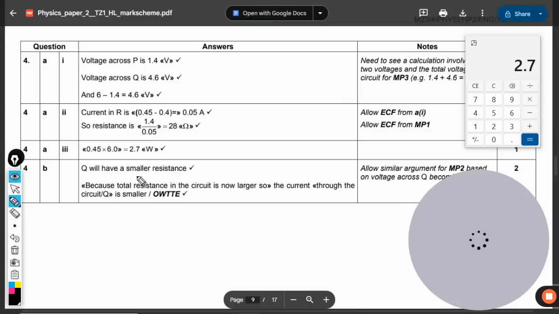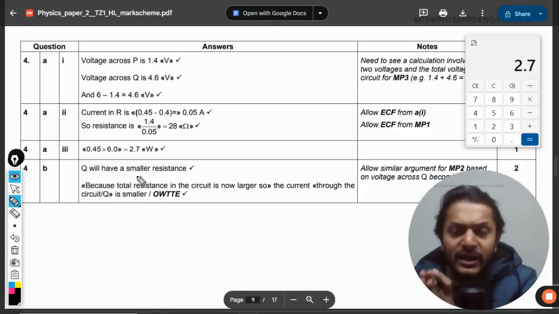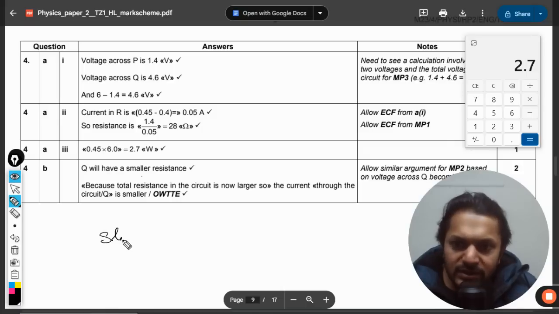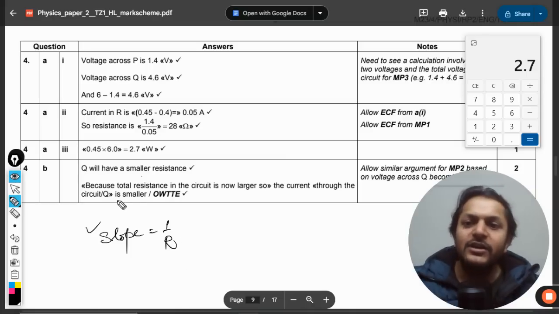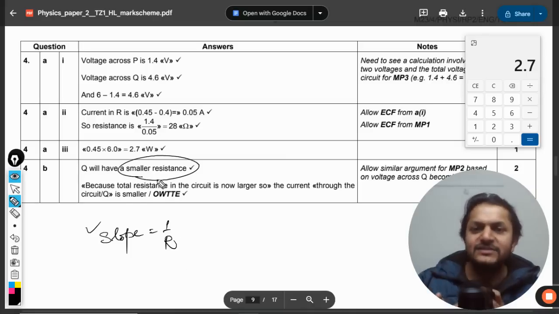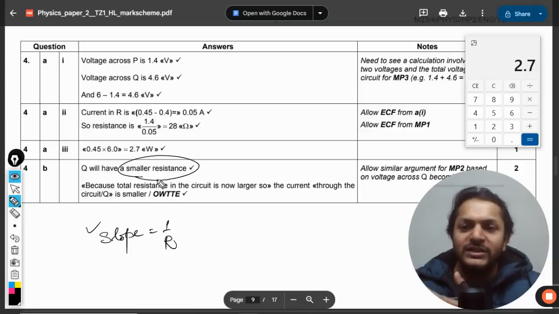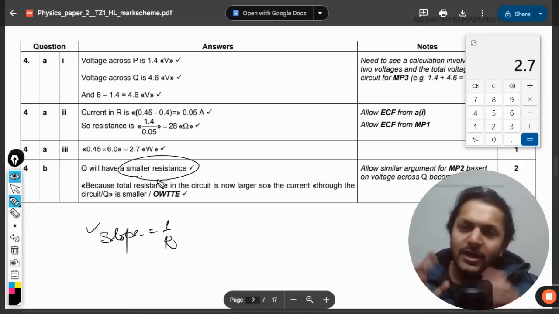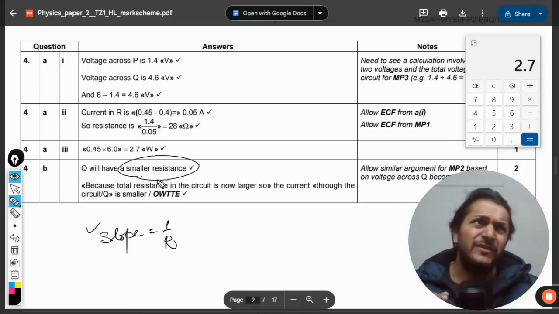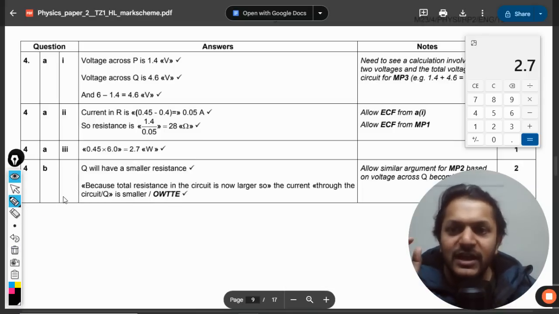The slope has increased. Sorry, earlier I said it in the wrong way, but I meant the same thing. Slope is bigger in the case of Q. So the slope is equal to 1 by R. So bigger slope, lesser R. So Q will have a smaller resistance. I think by mistake, earlier I said that the resistance would be increasing. Slope is increasing, resistance is decreasing. Please forgive me for that. It means that for Q, the resistance will be smaller, but I have given you the correct explanation.